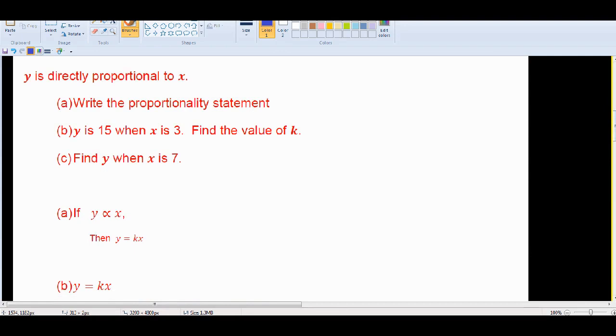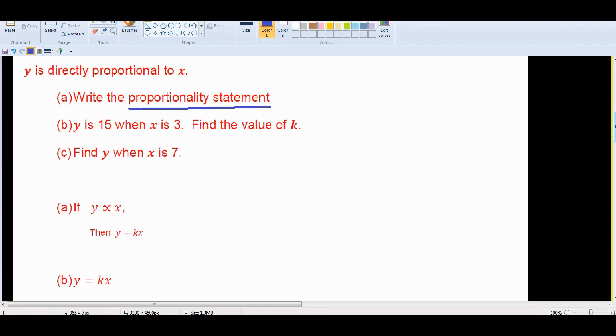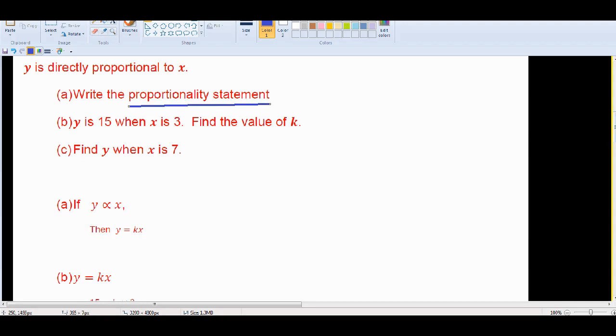Okay, so let's have a look at an example. Given y is directly proportional to x, part A, you are asked to write the proportionality statement. So, what is a proportionality statement? It will be just like this: y equals kx. That will be the proportionality statement. The reason is that it's given y is in direct proportion to x, then you could write y equals kx.